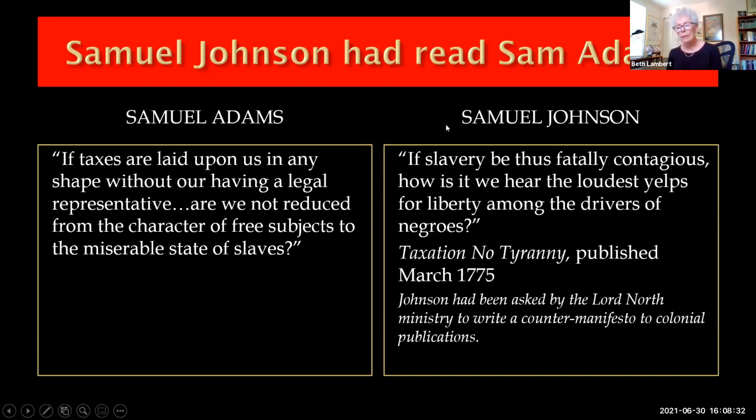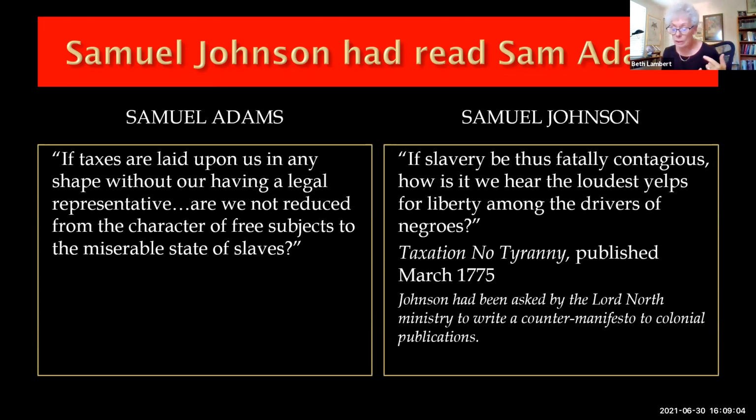What was the reaction in England? Samuel Adams said, if taxes are laid upon us in any shape without our having a legal representative, are we not reduced in the character of free subjects to the miserable state of slaves? Samuel Johnson had his own view of the thing, and he was asked by the government.